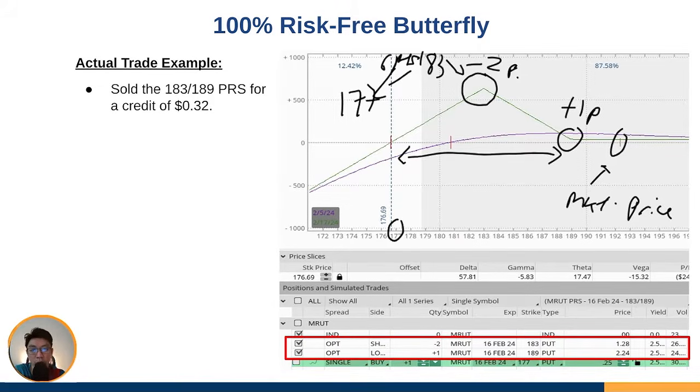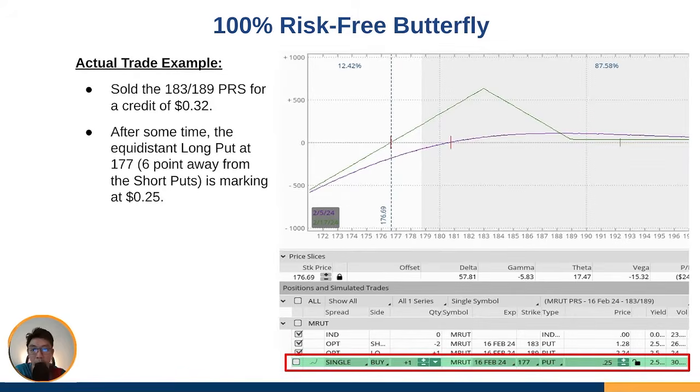So I need to choose the 177 strike, the long put over there, to pretty much just build this 100% risk-free butterfly. So after some time, the equidistant long put at 177, which is 6 points away from the short put, as I mentioned, is now marking at 25 cents. So at this point, let me ask you this question. Does it look like we can put this on for a 100% risk-free butterfly?